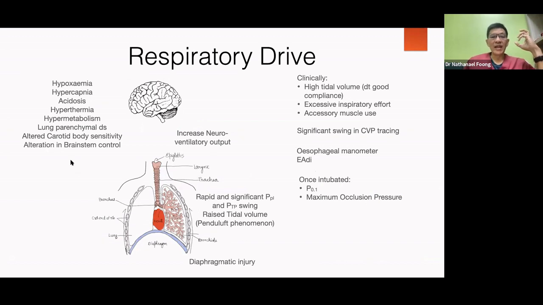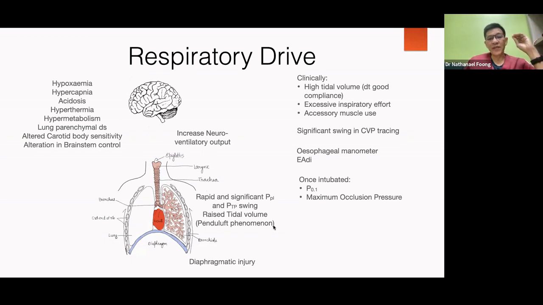Of course, the things that stimulate and increase respiratory drive is a lot. Generally, we're looking into hypoxia, hypercapnia, acidosis, hypothermia, hyperaneurysm. The lung parenchyma disease itself, for example, edema stimulating the stress receptors. But in addition to that, in COVID, we found there's actually altered carotid body sensitivity to the change in the hypoxemia and also alteration in brainstem control. Now, this increase in the neuroventilatory output increase the drive, and the patients tend to breathe harder and deeper with a higher tidal volume, right?